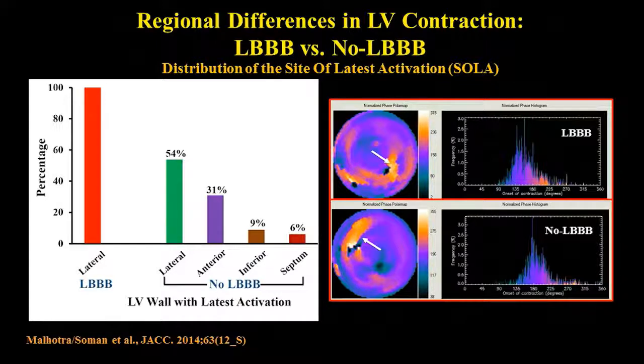Okay? So this is an example of a left bundle branch block patient, dysynchrony, site of latest activation in the infralateral wall. This is an example of a patient without left bundle branch block, still dysynchrony, but the site of latest activation in the septum. Okay? So if you gave this patient CRT, this patient is actually not going to improve. It's very likely this patient is going to get worse.